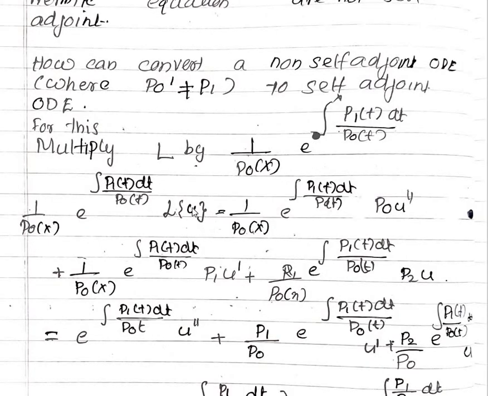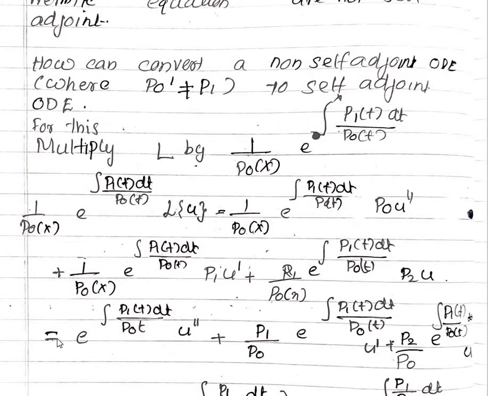So when we multiply L of u by this term, you will get 1 by P0 of x e raised to integral P1 of t dt divided by P0 of t. The first term is P0 u double dash, and we multiply it by 1 by P0 of x e raised to integral P1 of t dt divided by P0 of t. The second term is P1 u dash, plus the third term, 1 by P0 of x e raised to integral P1 of t dt divided by P0 of t into P2 u.